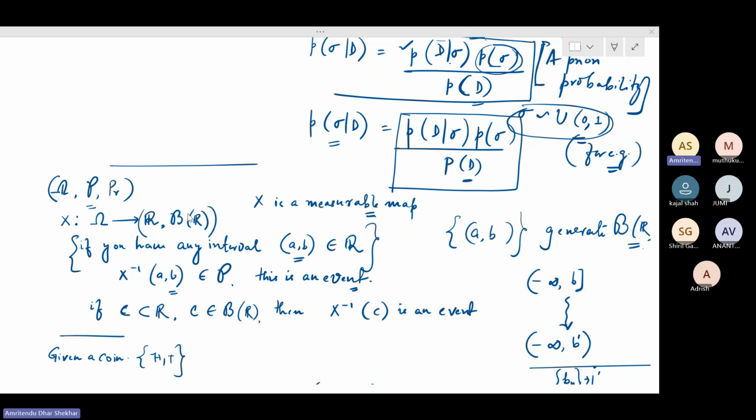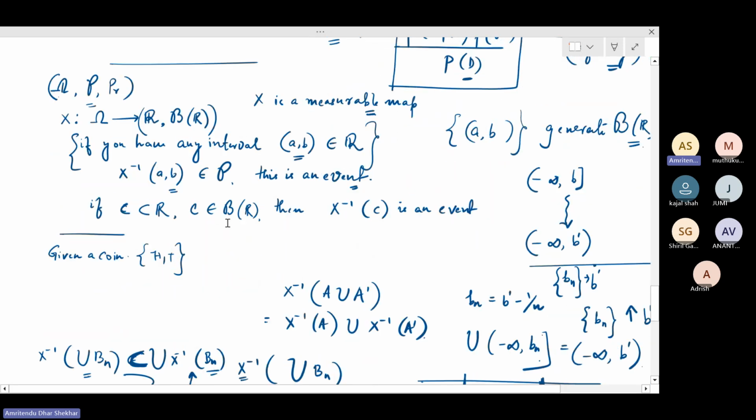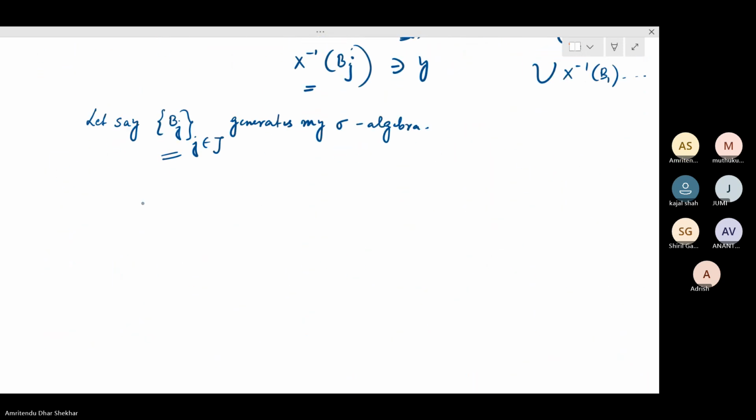Now we're kind of running out of time. Of course, if you have a measurable map, basically you have a random variable. I'll try to use the word random variable instead of using measurable maps. We're not in the context of a measure theory course. So let's say you have a random variable.